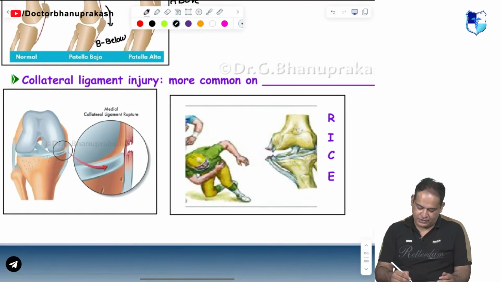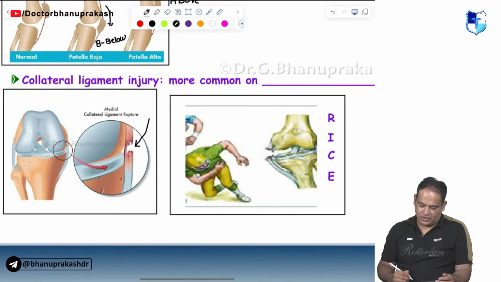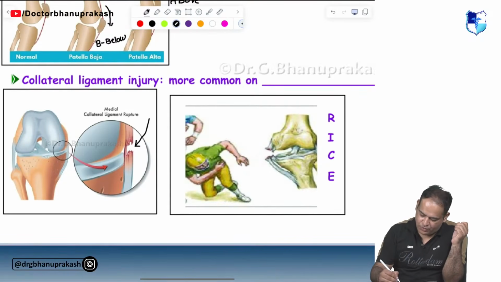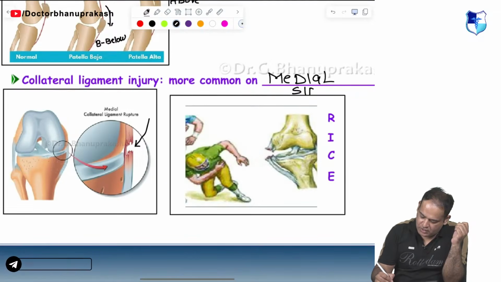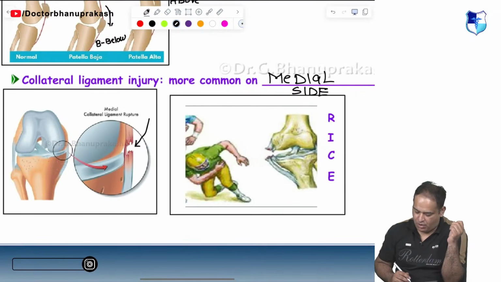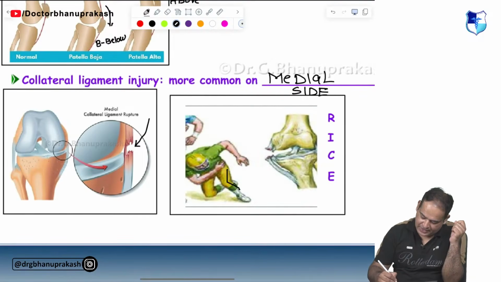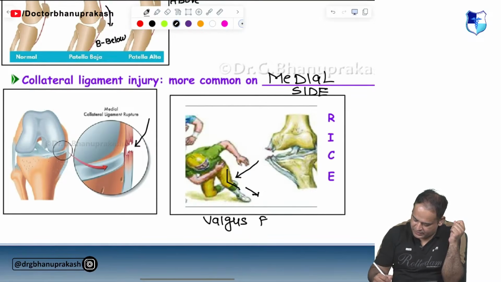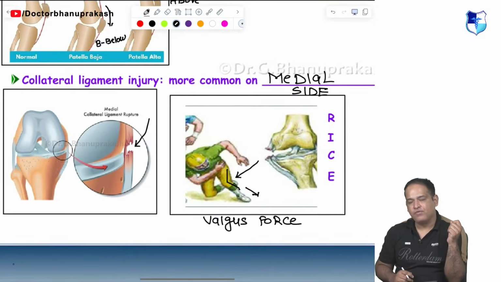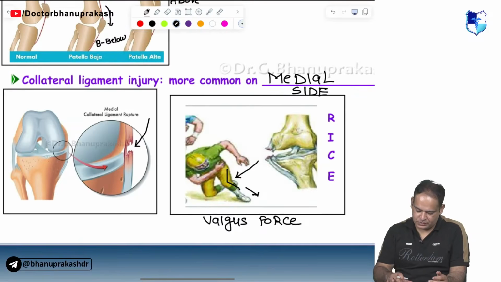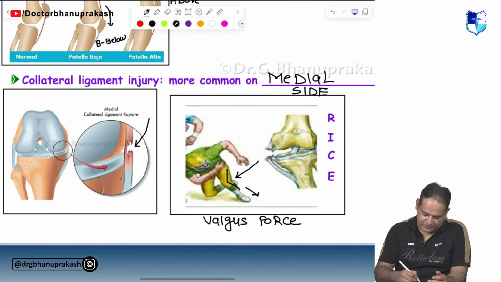Collateral ligament injury. They ask you a question, collateral ligament injury is more common on which side? It is more common on the medial side, here, like this. Somebody falls on your patient, the leg of the patient will go outside. That means it is due to valgus force.